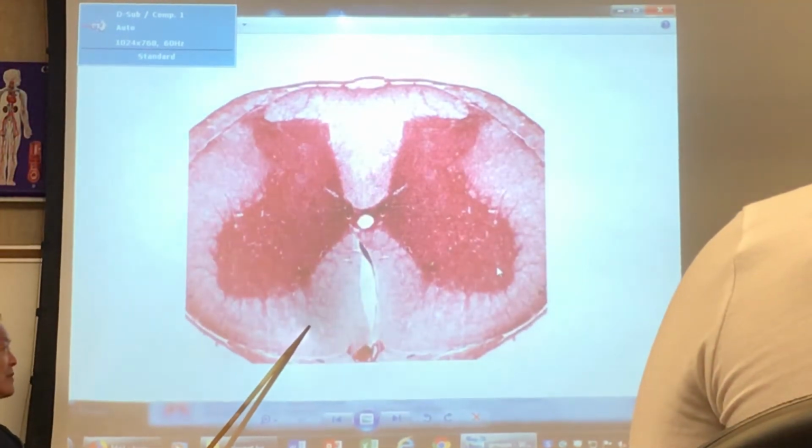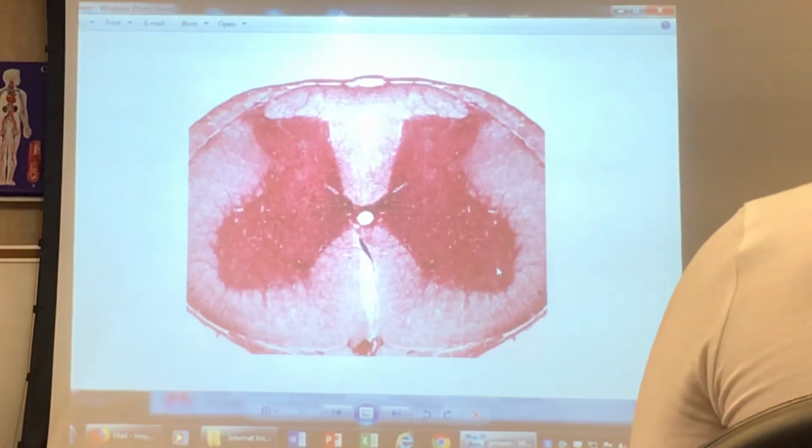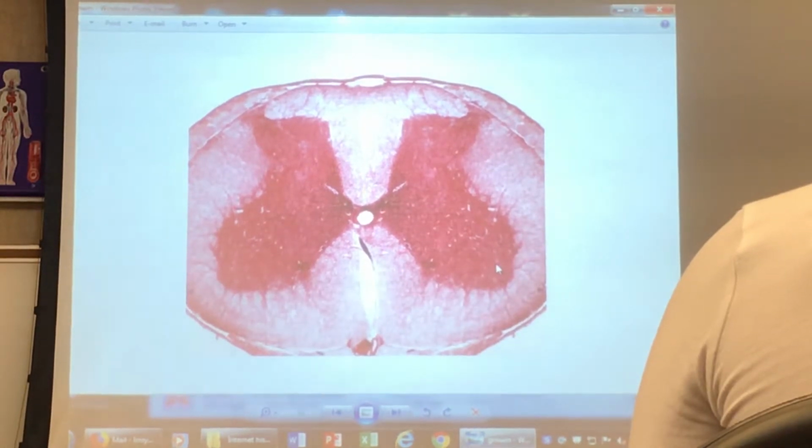What is the name of the structure? White matter. We're in tissue type number 4 because I didn't ask what is the name of the tissue. Okay?